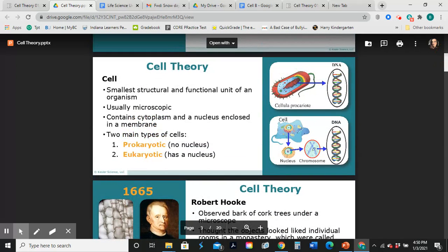Cell theory is the smallest structural functional unit of an organism. It's usually microscopic, and it contains cytoplasm and a nucleus enclosed in a membrane. It has two types of main cells, a prokaryotic, which means no nucleus, and a eukaryotic, which has a nucleus.